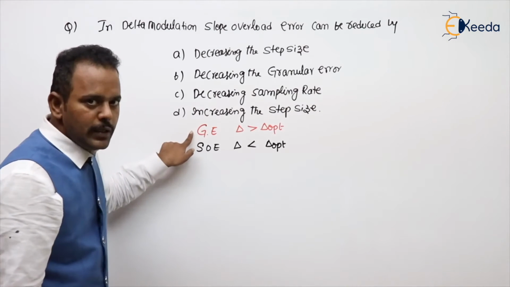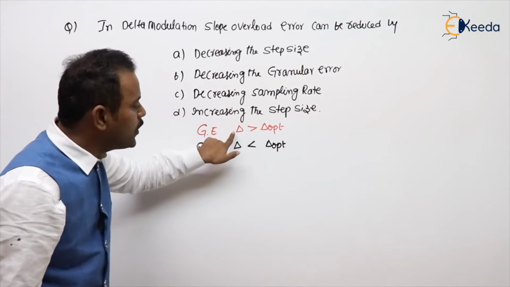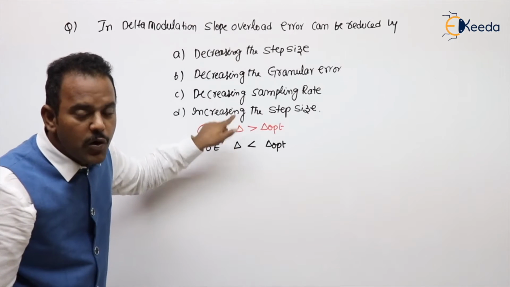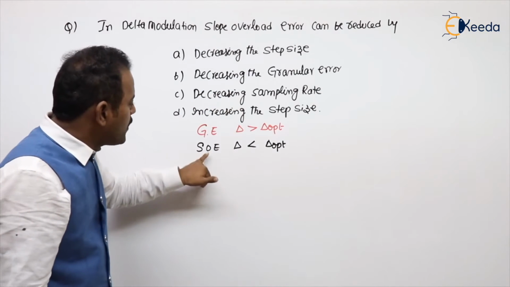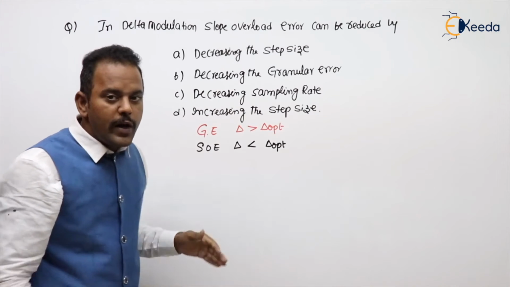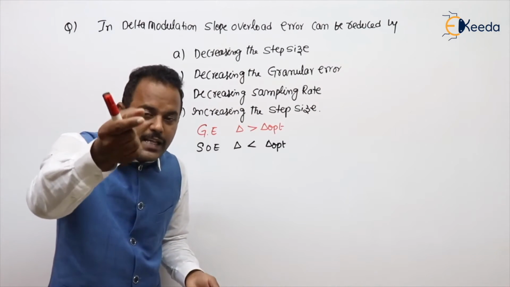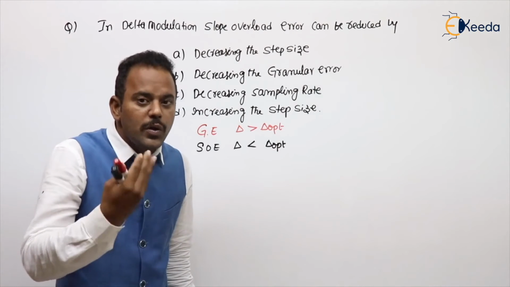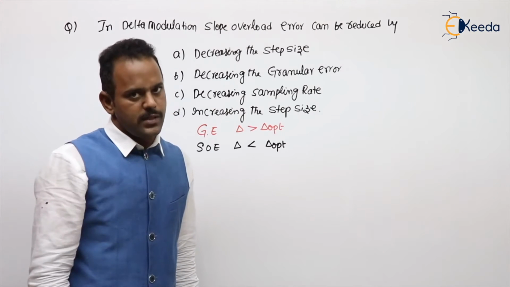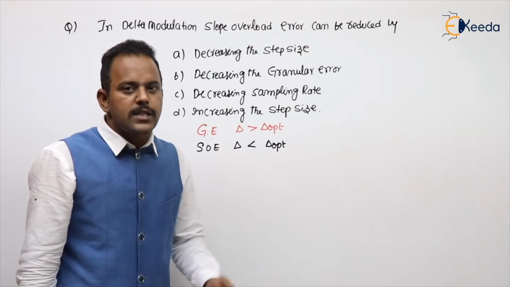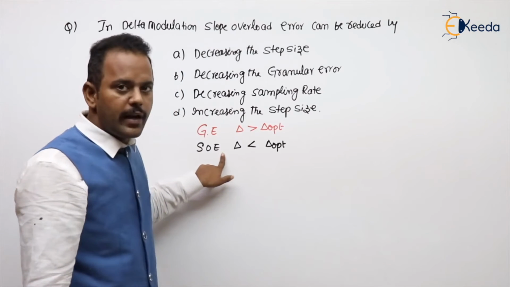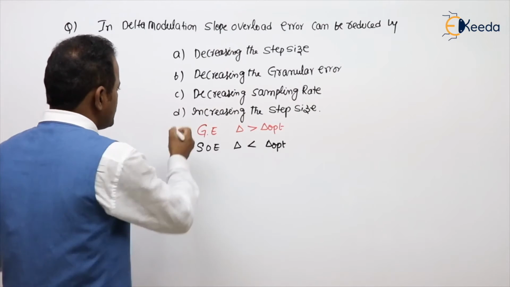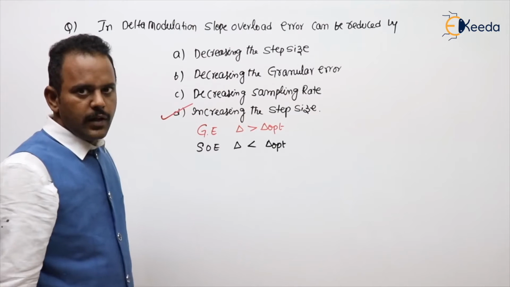If you want to decrease the granular error, we need to decrease the step size. Why? Because the value you chose is already more, so decrease it. What about the slope overload error? It comes because the value you chose is less than optimum. So how to avoid that? Increase the step size. Then the slope overload error will be avoided. So by seeing the options, increasing the step size means option D is correct. Are you getting my point?